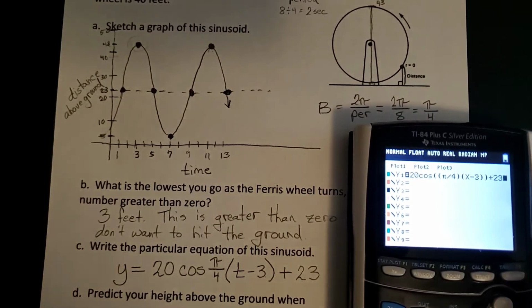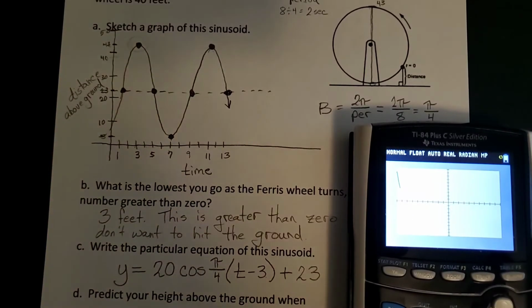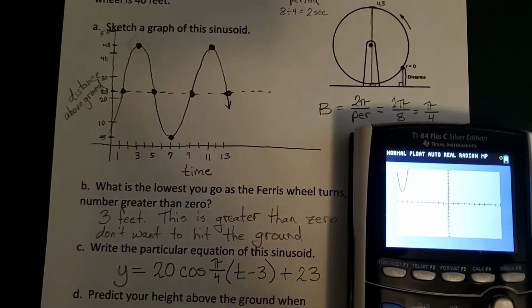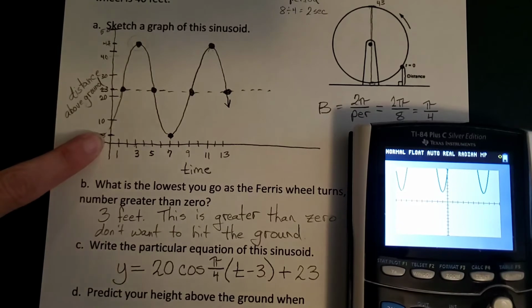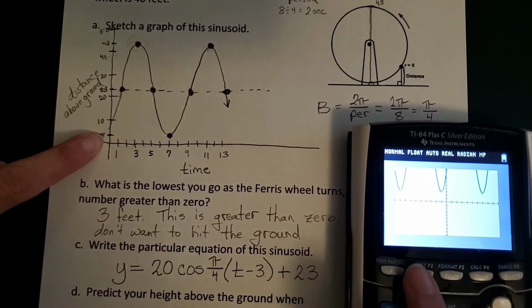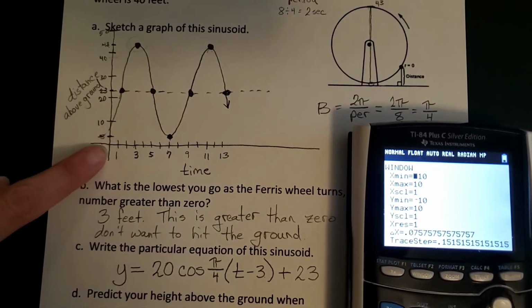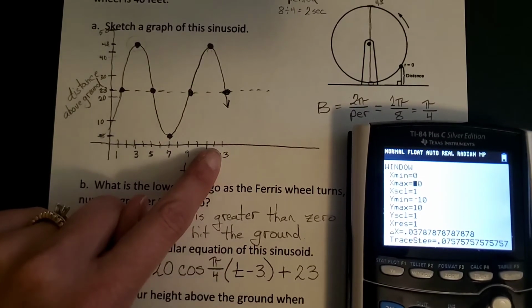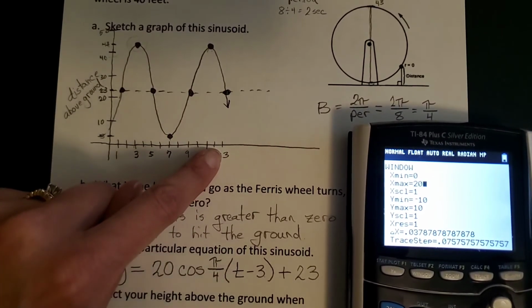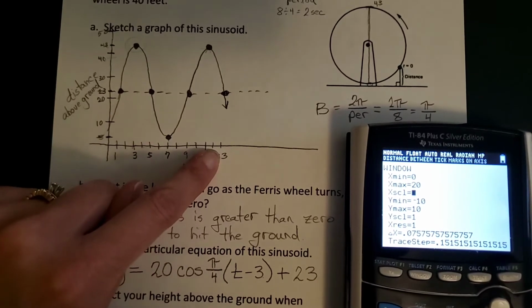Now, if I just hit graph, I think I'm in a standard window here. I don't see a great picture of this graph. And so I want to change the window. I like to actually use the scaling that I have over here to change the window. So if I go to window, I started my time at 0. And I went out to 13. Maybe I'll go out to 20. And I'm going to go by ones.